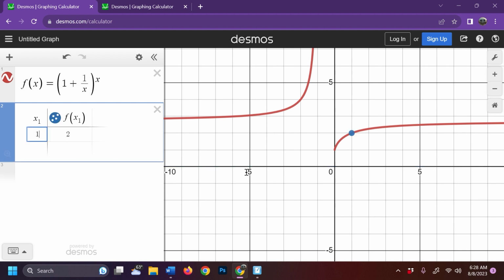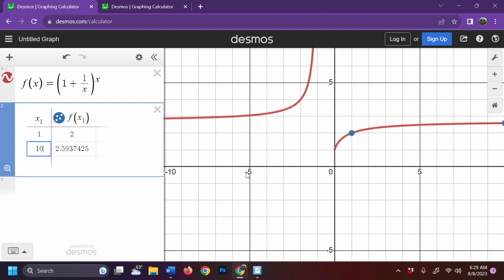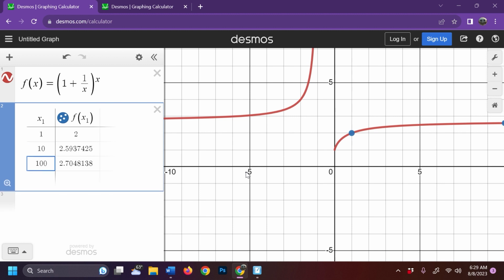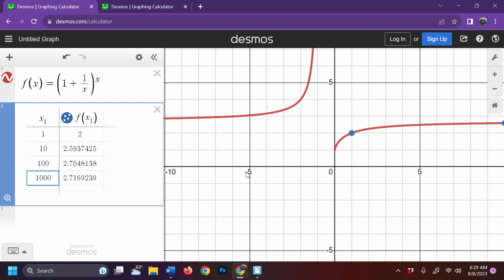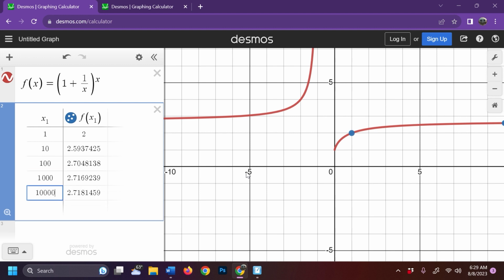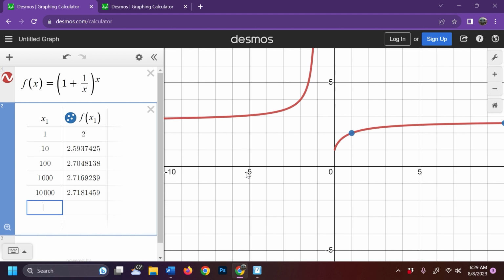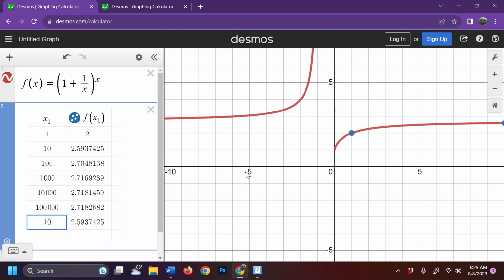And if I plug in 1, I get 2, and that makes sense because 1 plus 1 over 1 is 2. 2 to the first power would just be 2. And so let's just start plugging in larger and larger values. So if I plug in 10, I get 2.5. If I plug in 100, I get 2.7. 1,000, 2.71. 10,000, 2.718. 100,000, even to the thousands place, it's not changing anymore. And then let's just plug in 1,000,000.